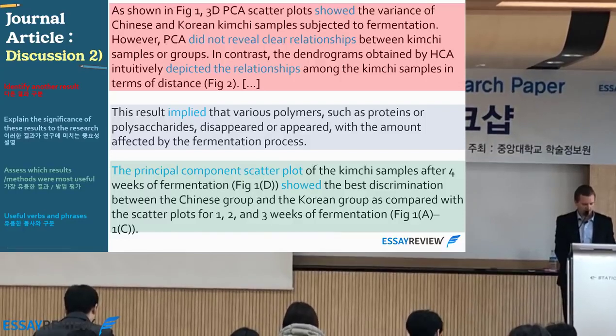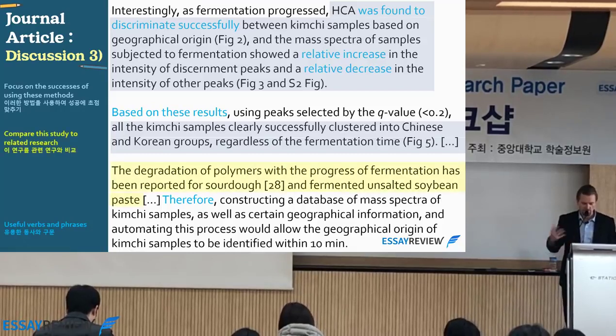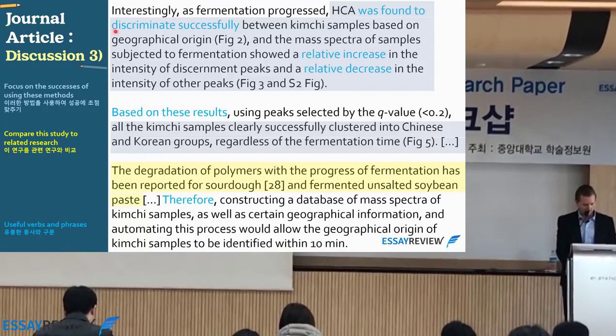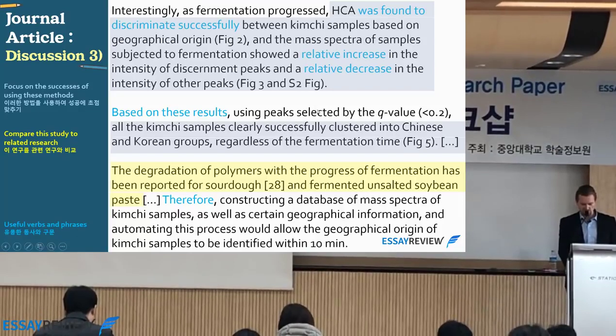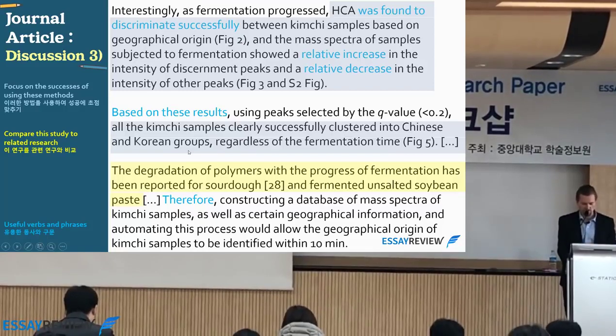Okay, and this is the last page. They focus on the success of these methods. So HCA was found to discriminate successfully, right? That's the main finding and a main importance of this study. Based on these results, all the kimchi samples clearly successfully clustered into Chinese and Korean groups. So you're discussing how the results worked in this case.